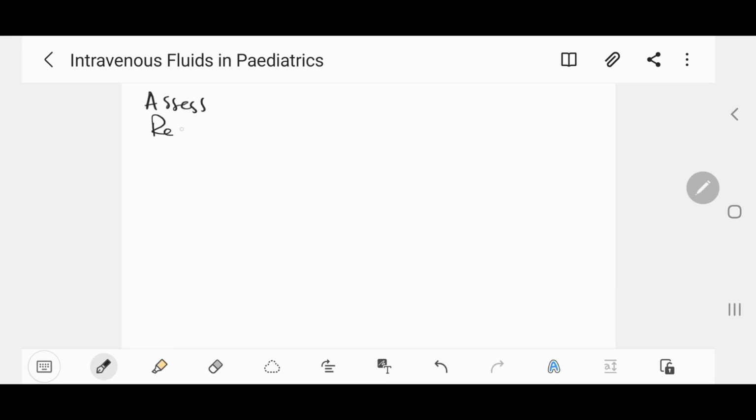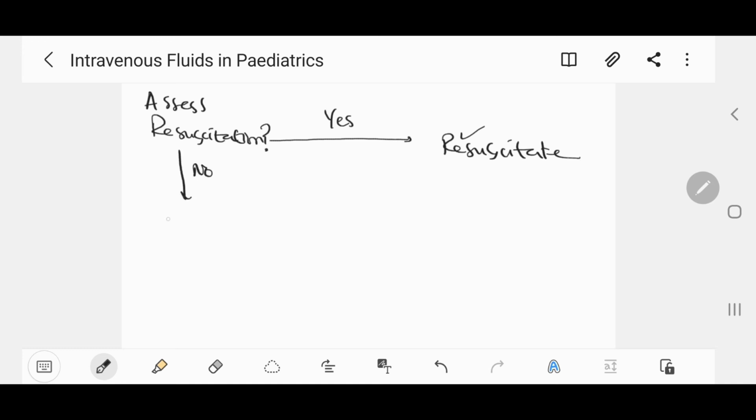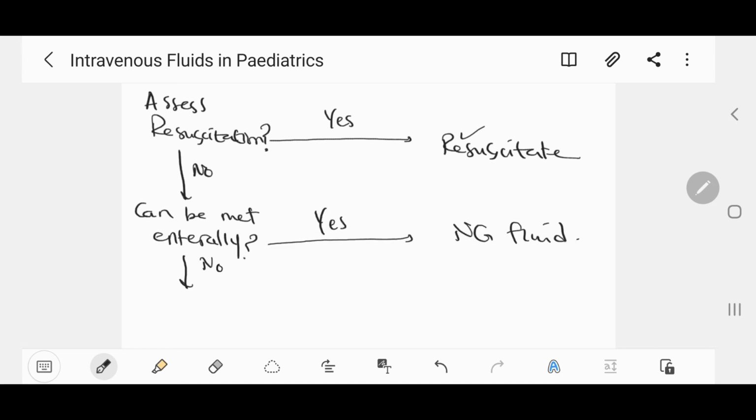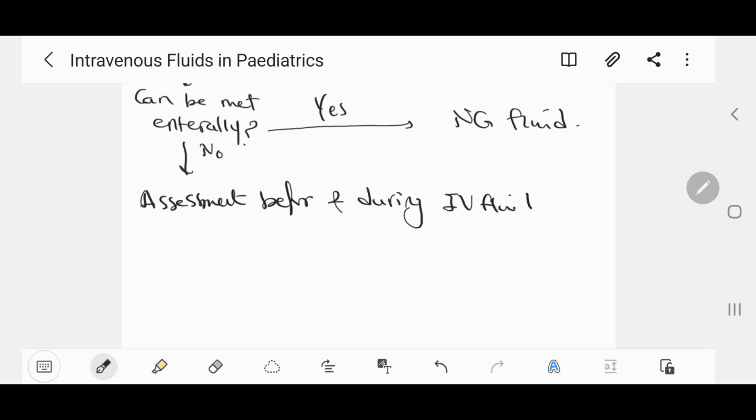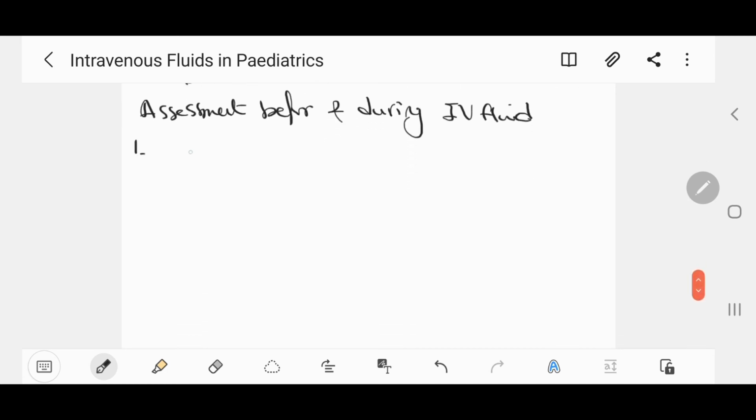now let's recap. We start by assessing, as we said, does the child need resuscitation? If yes, we give resuscitation boluses. If no, we check if the fluids can be given enterally. If yes, we give them through an NG tube. And if no, then we start assessing before and during IV fluids.